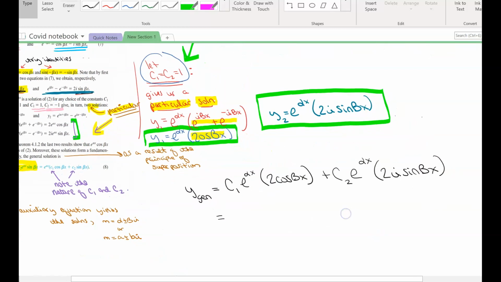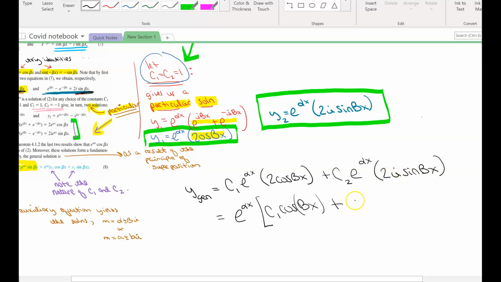I'm going to factor e to the ax out. And then I'm left with, okay, look what's inside. C1 times 2 is none other than a constant. C1 cosine of bx plus, now look what I'm going to do here, C2 times 2i.